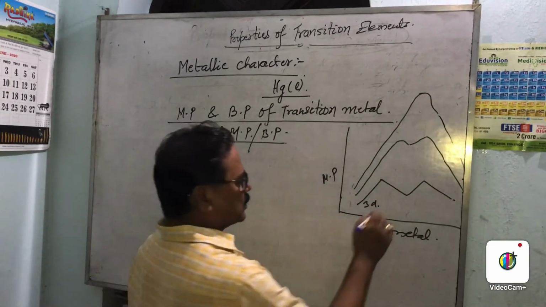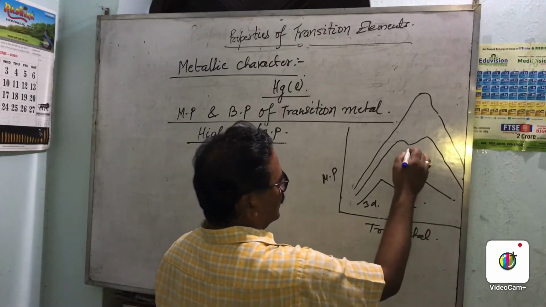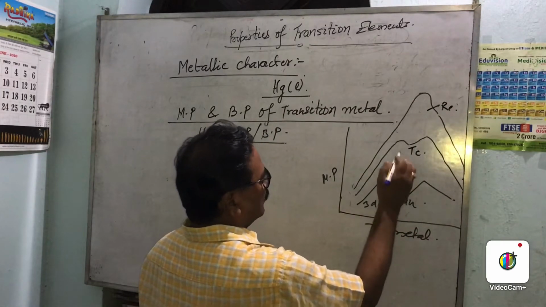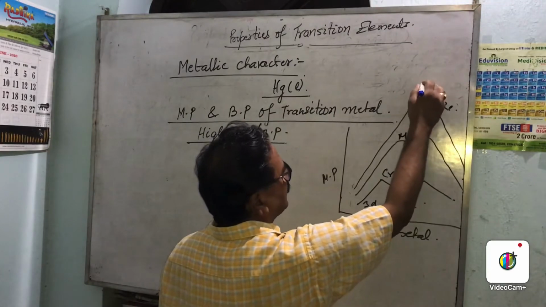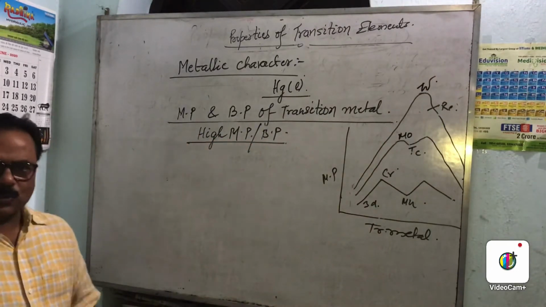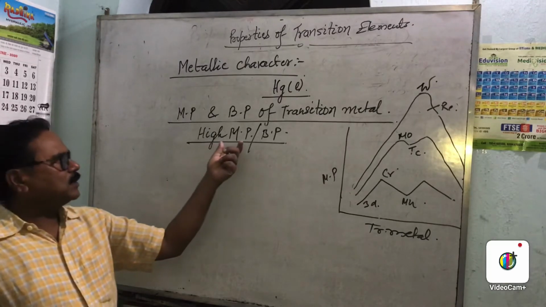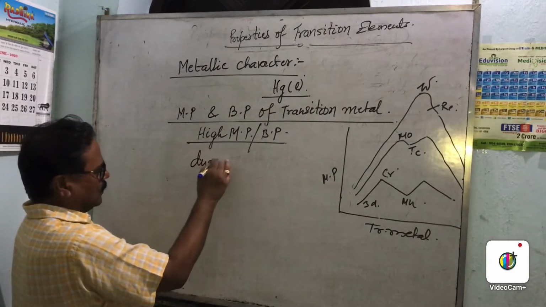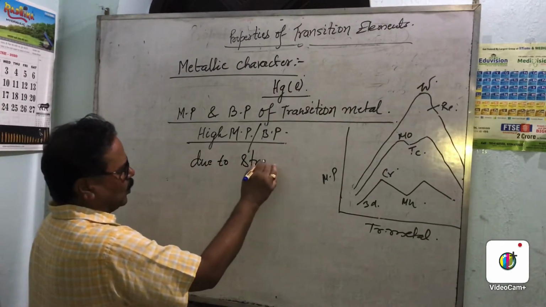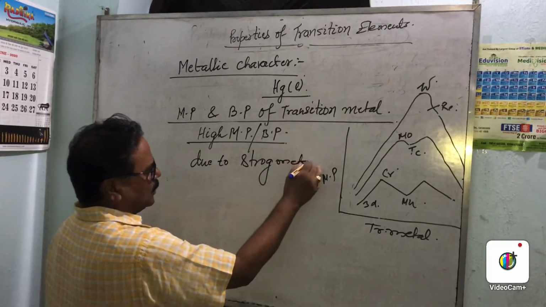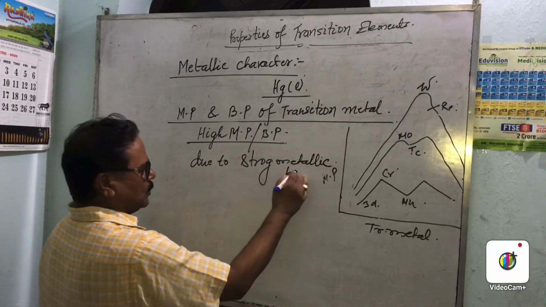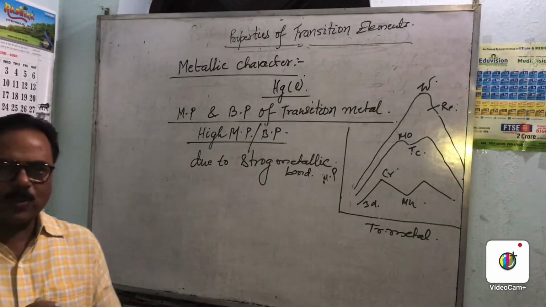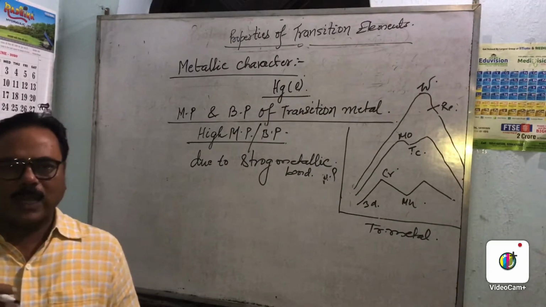One thing is to be kept in mind. This is manganese, this is technetium, and here is rhenium. And here this is chromium and molybdenum, and this is tungsten. So we have to discuss these things. Why do transition metals have high melting point and boiling point? This is due to strong metallic bond. And this strong metallic bond depends upon the number of unpaired electrons.